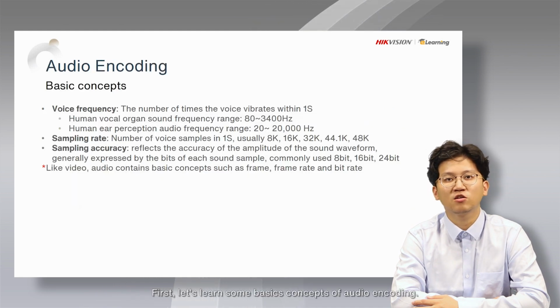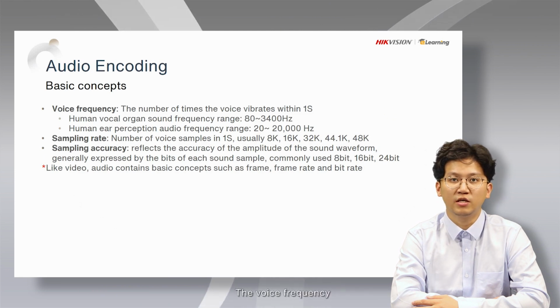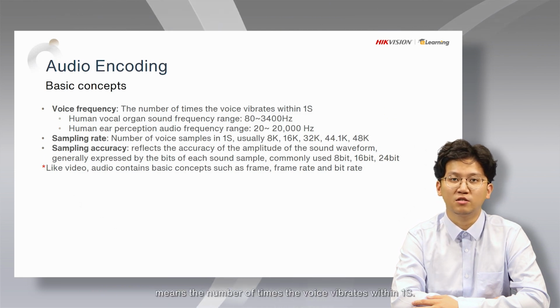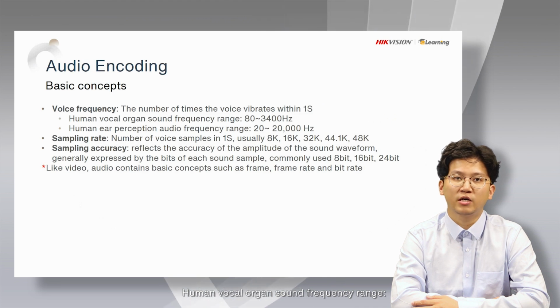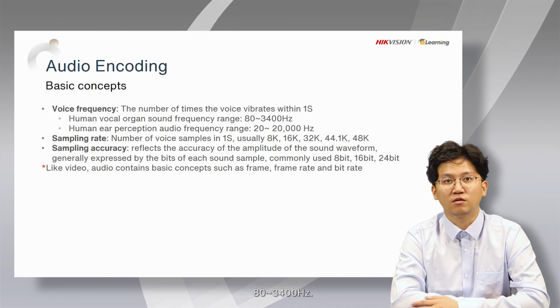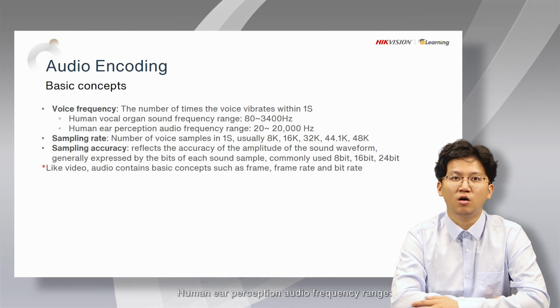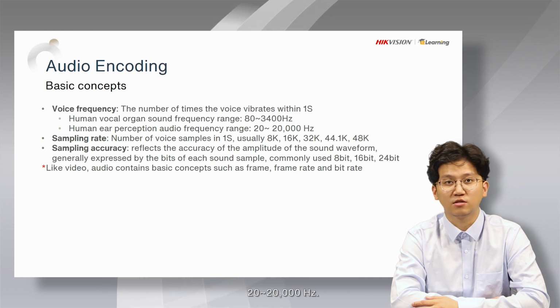So first, let's learn some basic concepts of audio encoding. The voice frequency here means the number of times the voice vibrates within 1 second. The human vocal sound frequency range is between 80 and 3,400 Hz. The human ear perception audio frequency range is 20 to 20,000 Hz.